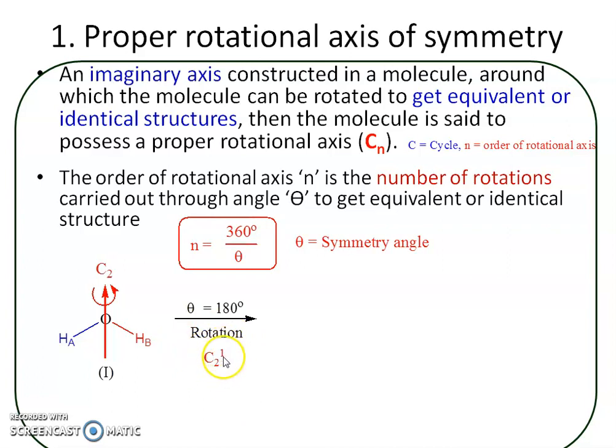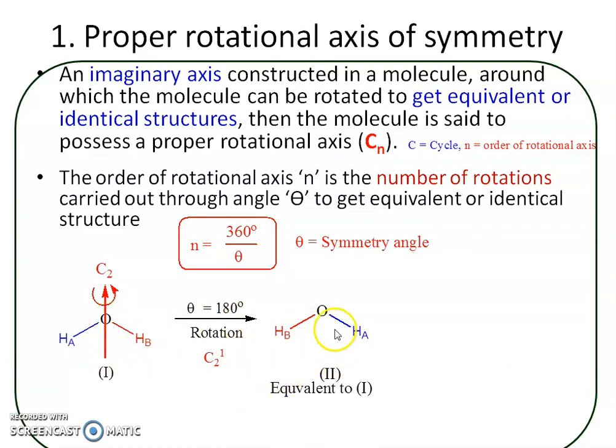This is the first rotation. The name of this axis is C2 axis. You will come to know how it is C2 axis. So along this C2 axis, when the first rotation is carried out, it is represented as C2^1. So after 180 degree rotation, this Ha will go to the right side and Hb will go to the left side, and the molecule will look like this.